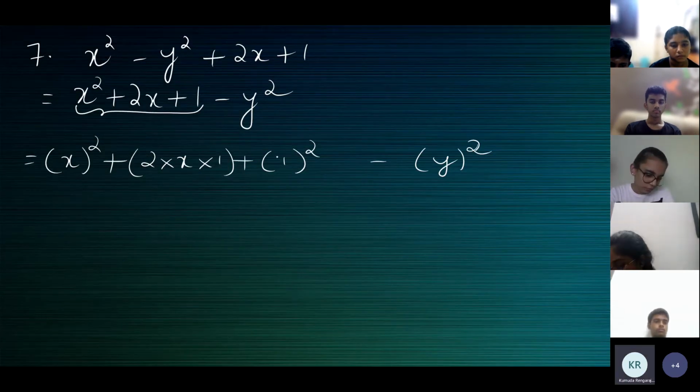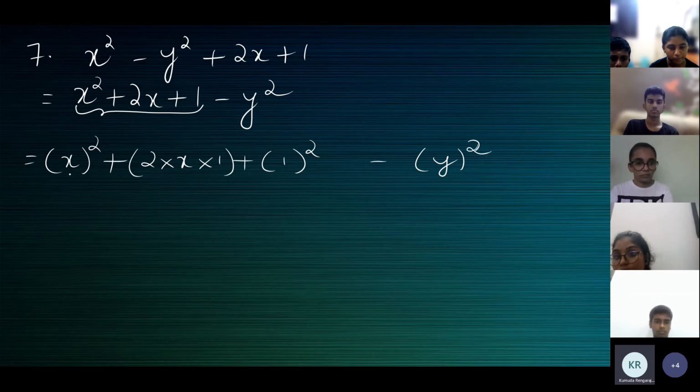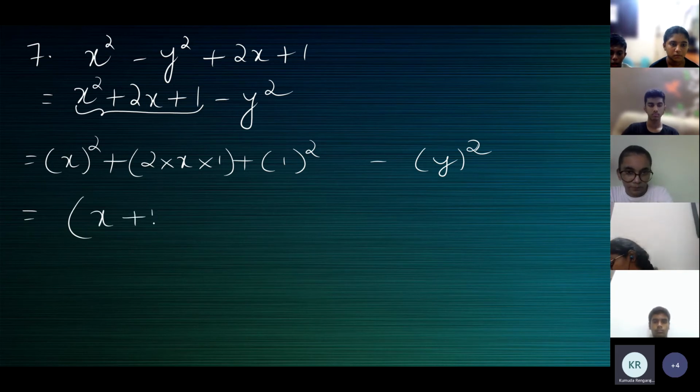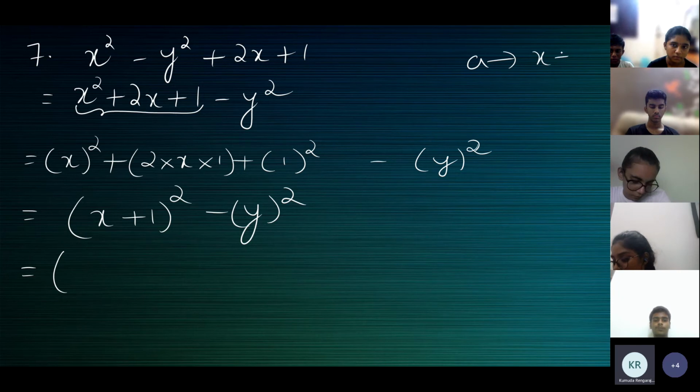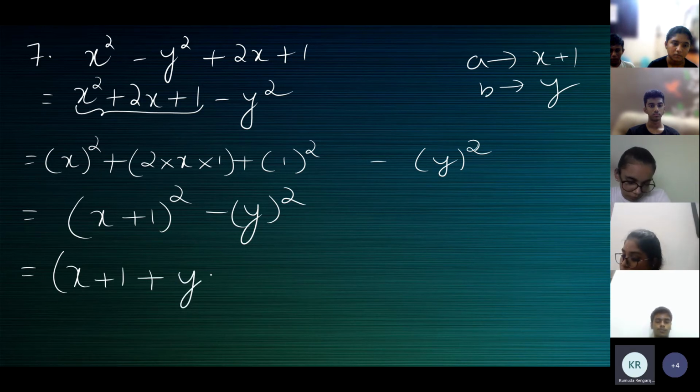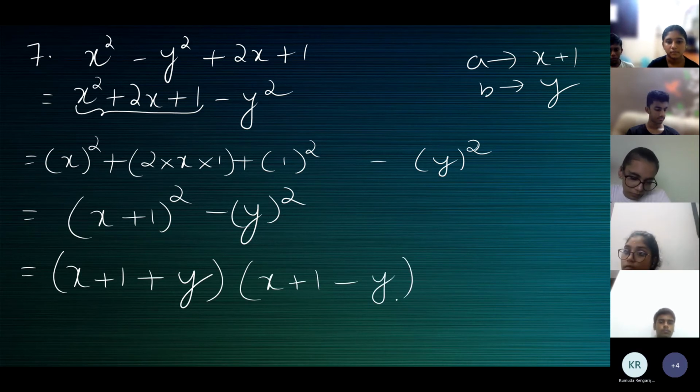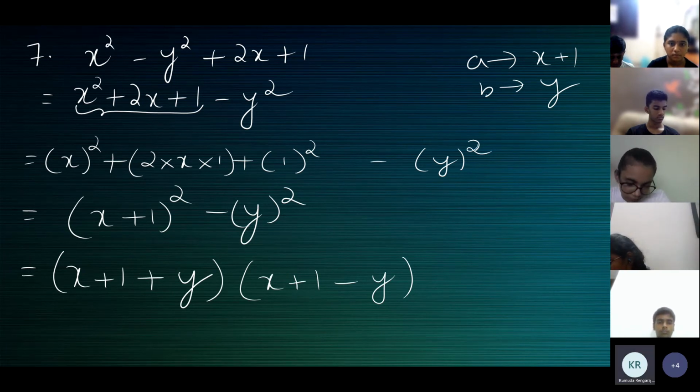See here, x squared. 1 square is 1 and 2ab, 2 into x into 1, is 2x. So clearly these 3 terms are of the form a square plus 2ab plus b square. So this is a plus b the whole square, or x plus 1 the whole square, minus y the whole square. Now it's of the form a square minus b square, which is a plus b into a minus b, where a is x plus 1 and b is y. This is a plus b, into this is a minus b. We have done this in 8th standard, children.